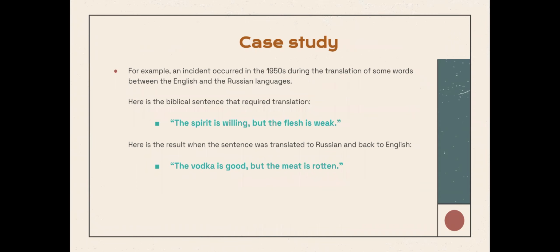So an interesting case study that we found when we were researching a bit more about this is that in the 1950s there was a translation experiment where they translated a Bible verse from English to Russian and then back to English. The phrase "the spirit is willing and the flesh is weak" becomes "the vodka is good and the meat is rotten." And this is when it's not really a computer doing it, it's just humans trying to do this thing. So we have to find a way to do this better and reliably using a computer.